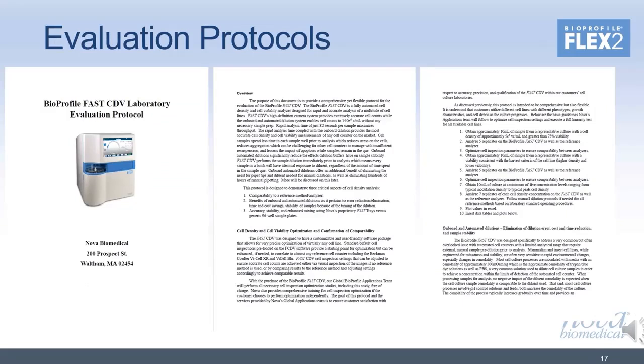I would also like to provide more details on what our applications team can provide as far as support. We have a very comprehensive laboratory evaluation protocol, which we can provide to you for your review, and this is what our applications team will use as a protocol to come on site during a sales evaluation process. So if you are interested in evaluating one of our technologies, whether that's the Flex 2 with CDV or the FastCDV, we can provide you this protocol. This gives you an idea of what we can evaluate and test and provide comparability data to support your adoption of the technology in your laboratory.